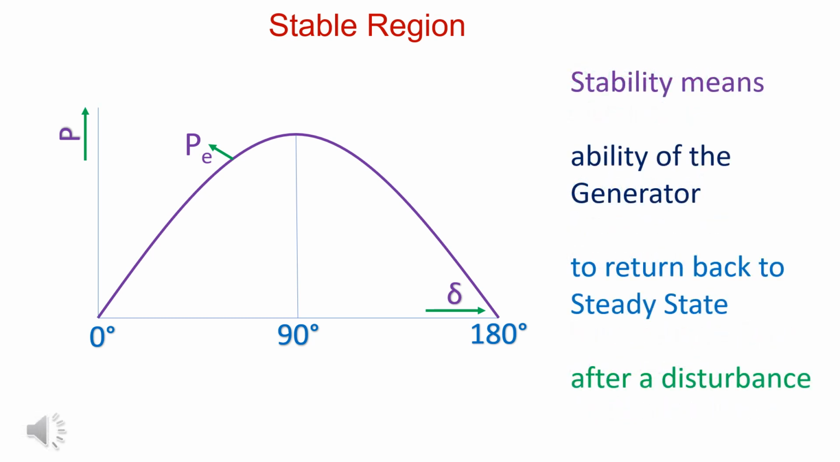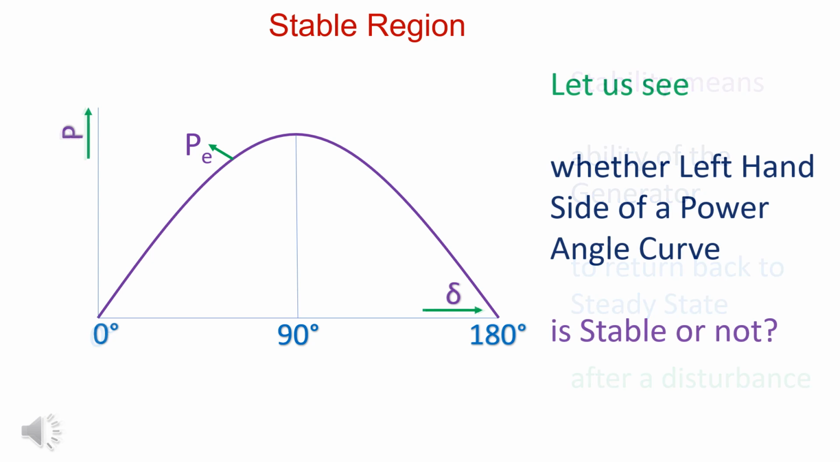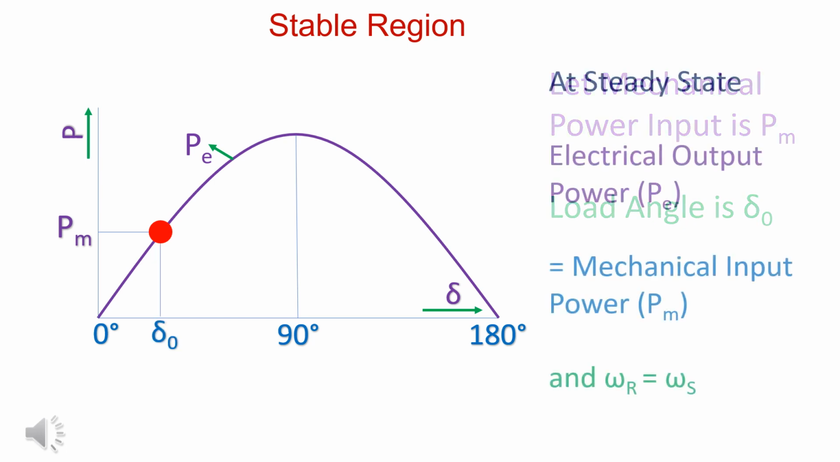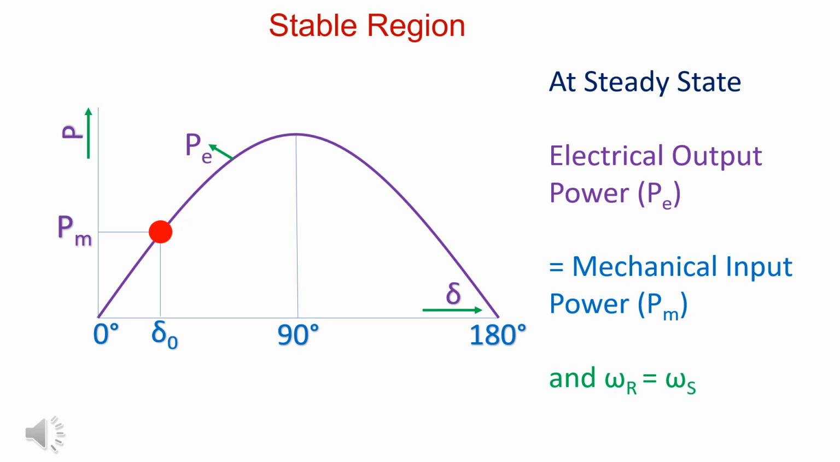Stability means ability to return back to steady state after disturbance. Let us examine the left side of the curve, that is, load angle between 0 and 90 degree, for stability. Let Pm be the mechanical power input and load angle be delta naught. At steady state, electrical power output Pe is equal to mechanical power input Pm. Angular velocity of rotor omega r and angular velocity of stator omega s are equal.